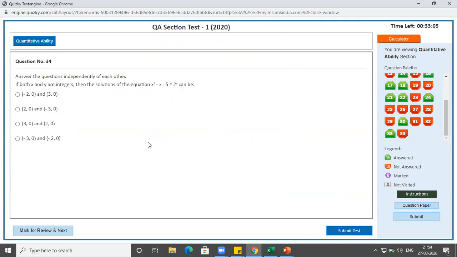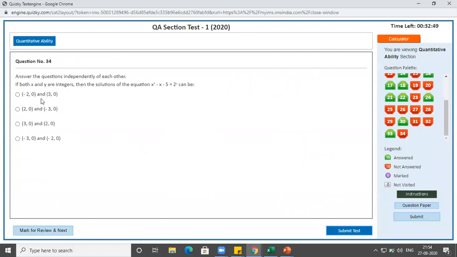Option A. If both x and y are integers, then the solutions of the equation x square minus x minus 5 is equal to 2 raised to the power y. Okay, so there are two variables x and y, and I have to find out the solutions. I'll do this using options.